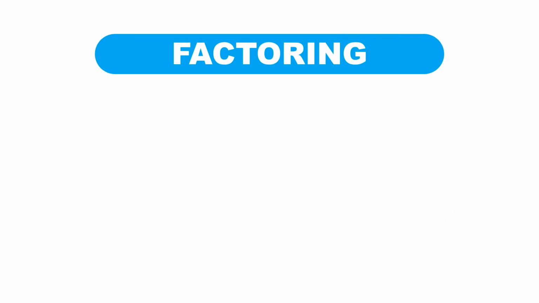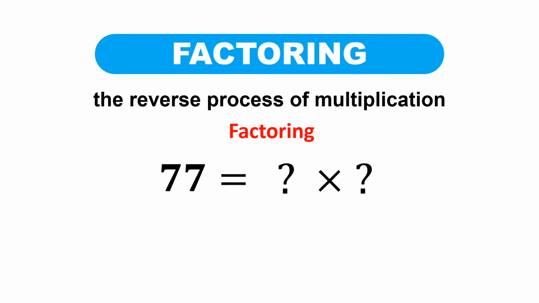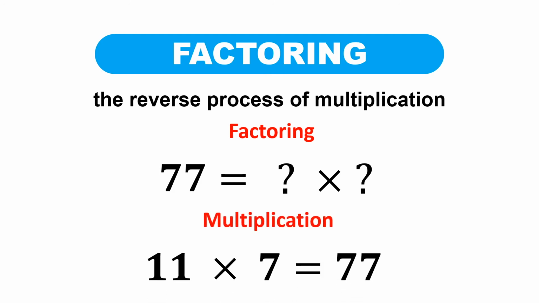Factoring can also be thought of as the reverse process of multiplication. So, if you are asked to factor the number 77, simply recall the multiplication fact that 11 times 7 is 77. Therefore, the factors of 77 are 11 and 7.